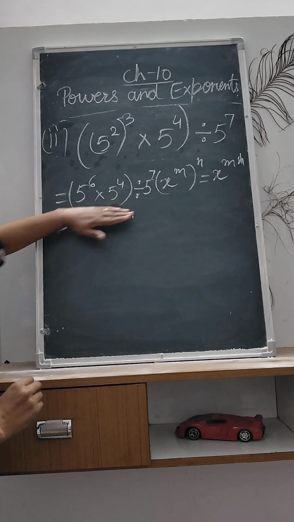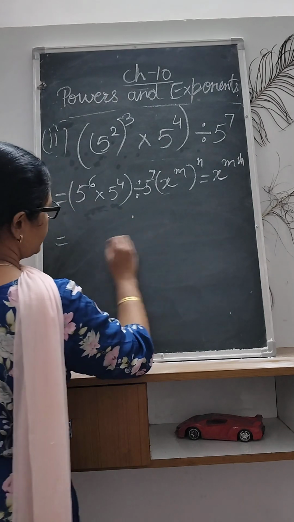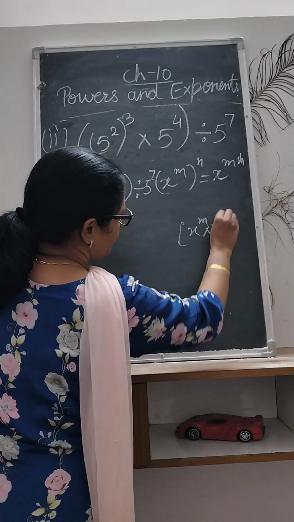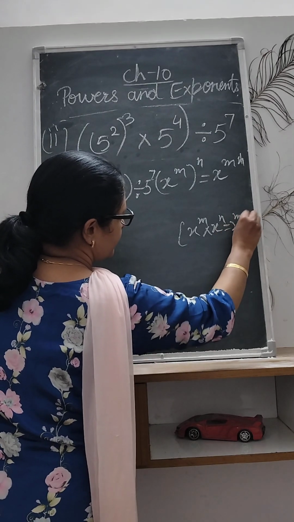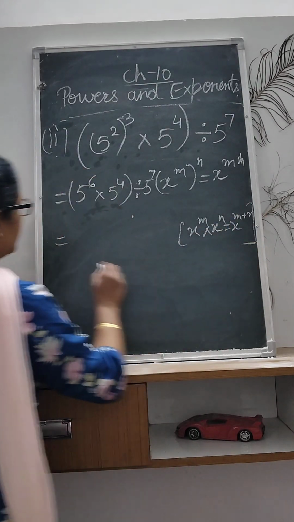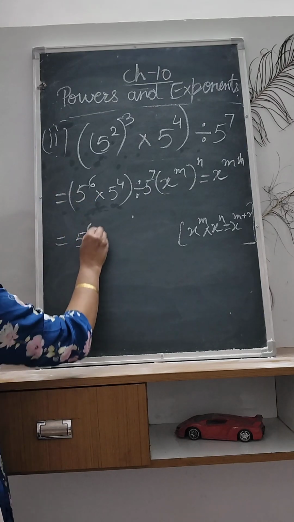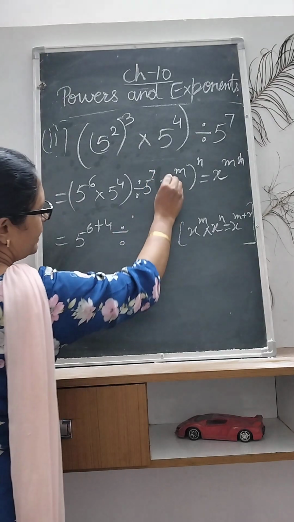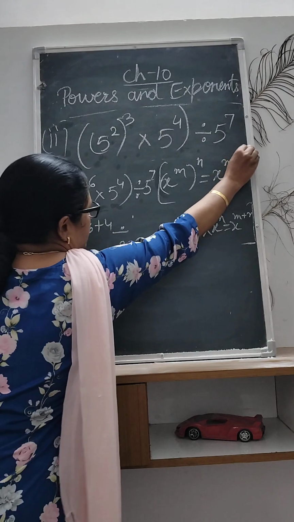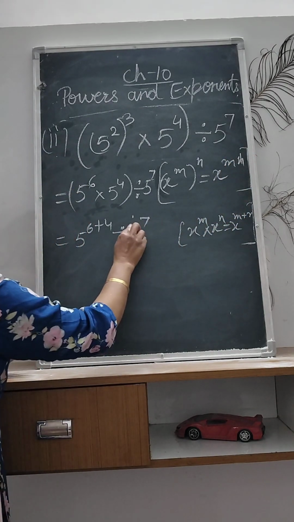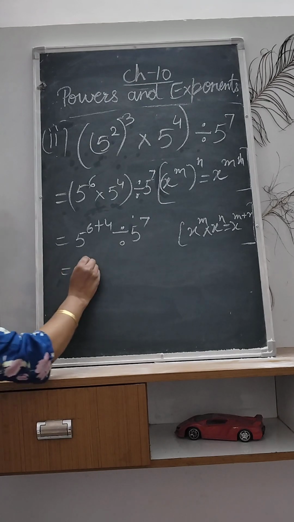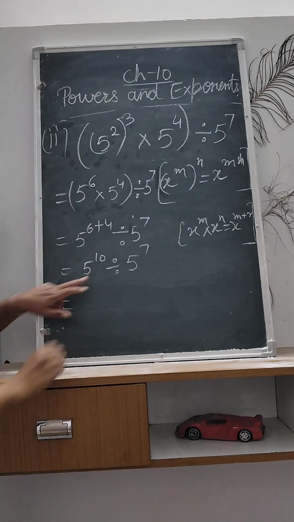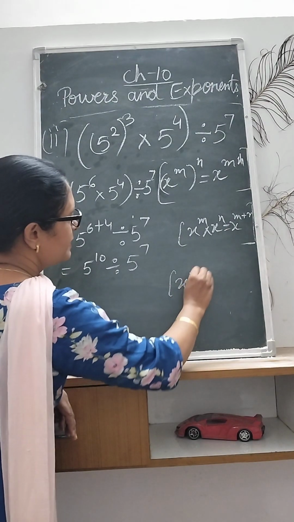Now in this bracket we will solve. For this bracket there is a multiplication sign. Bases are the same, so the powers are added. The base is 5, the powers are 6 and 4, so 6 plus 4. Here there is a division sign, which will remain outside. 5 raised to power 7 will remain the same. Now 6 plus 4 is 10. Now the division sign.